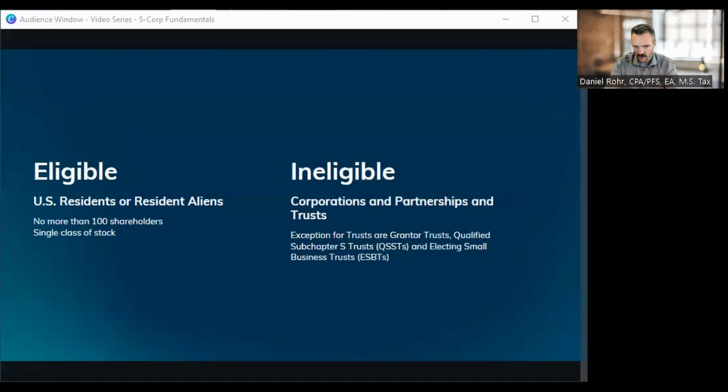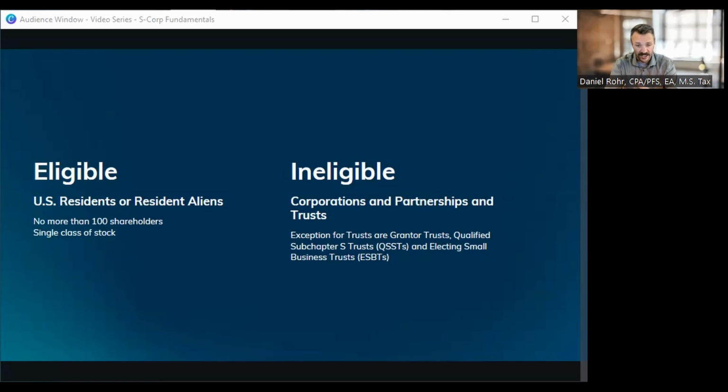And second, all shareholders must be U.S. citizens or resident aliens. This requirement ensures alignment with U.S. tax law, a fundamental aspect given the S-Corp's unique pass-through taxation mechanism. Additionally, certain entities are explicitly not eligible to be shareholders. It includes other corporations, partnerships, and non-qualifying trusts.